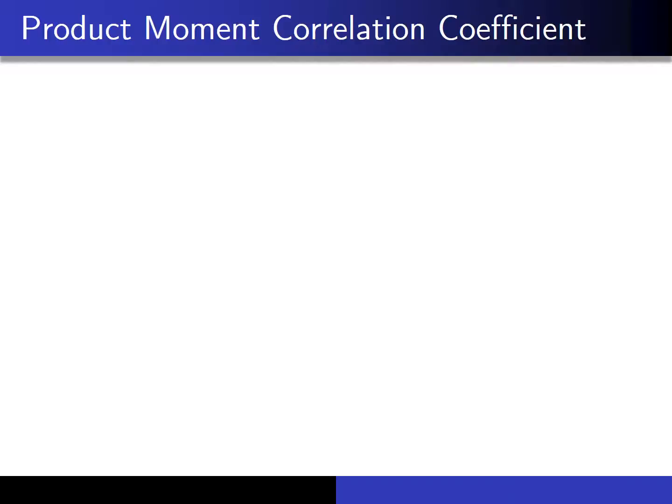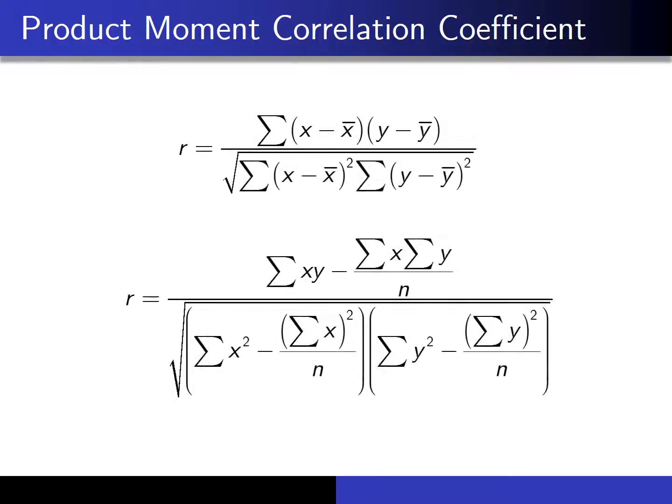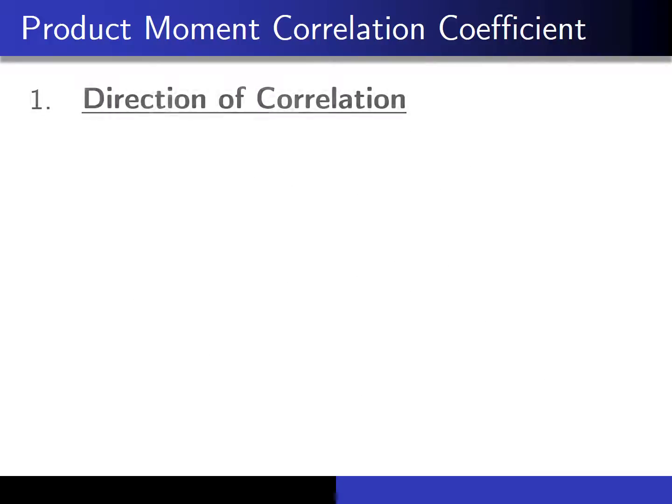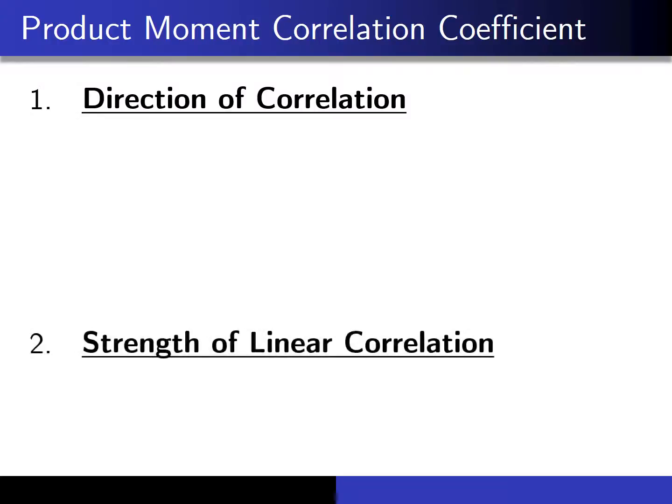In this case, a possible alternative to using the scatter diagram would be to use a certain measure called the product moment correlation coefficient, r, which can be calculated by using either one of the two formulae as shown on the screen. Note that both formulae can be found in your MF15 formulae booklet. The product moment correlation coefficient gives us an indication of the direction of the correlation, and the strength of linear correlation, for the set of bivariate data.